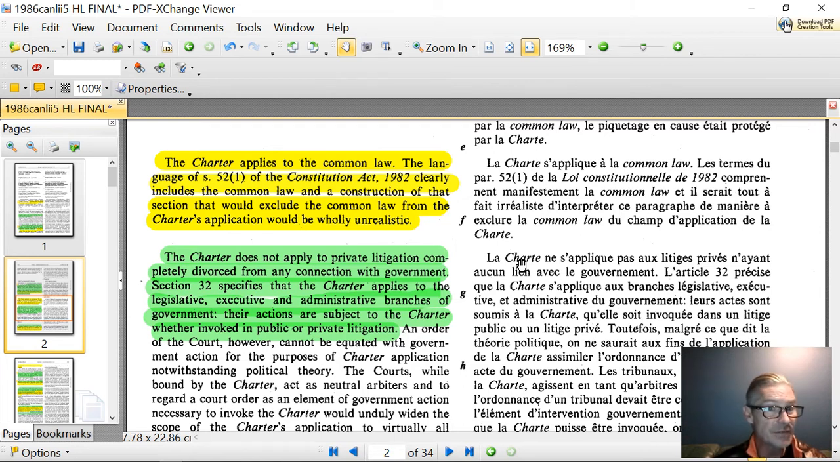The language of Section 52(1) of the Constitution Act 1982 clearly includes the common law, and a construction of that section that would exclude the common law from the Charter's application would be wholly unrealistic. There we have a court opinion from the Supreme Court of Canada that the Charter applies to the common law.